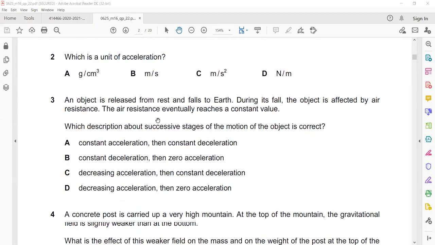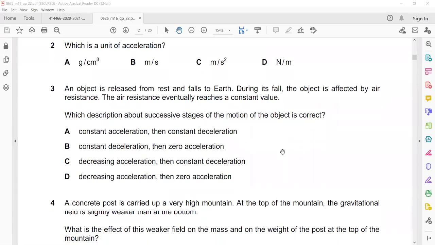Question 2. Which is a unit of acceleration? Acceleration is the rate of change of velocity, or velocity divided by time, or speed divided by time. Speed is meter per second and time is seconds, so meter per second divided by second, that's meter per second square.